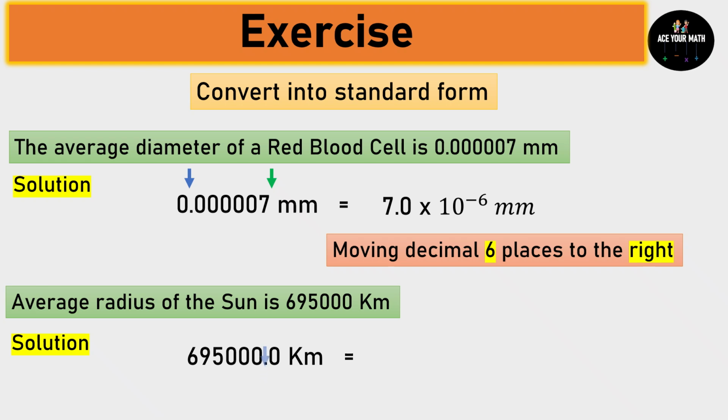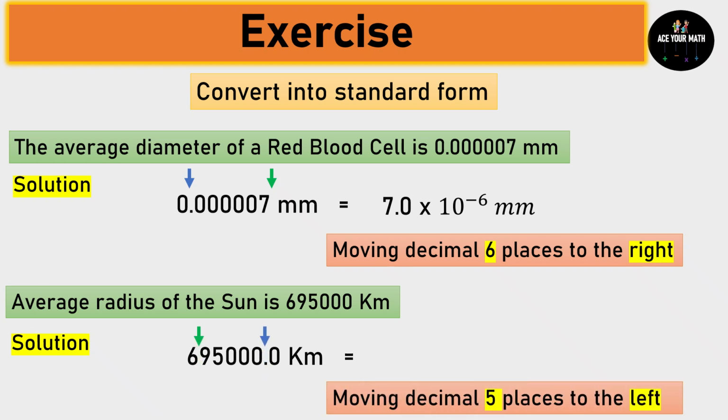Now you will shift this decimal from this place to this place. By how many places are you shifting? You are shifting 5 places to the left. Whenever you move towards the left, you always put a plus sign. So it will become 6.95 times 10 raised to the power 5 kilometer.